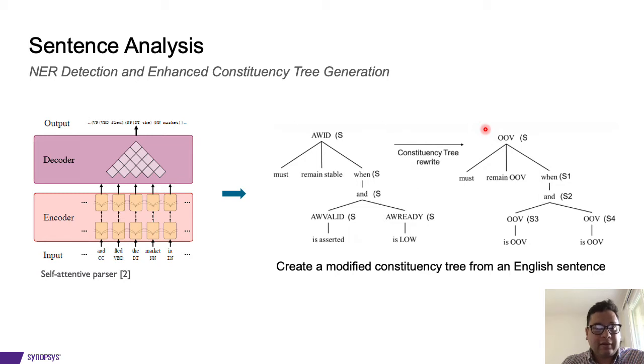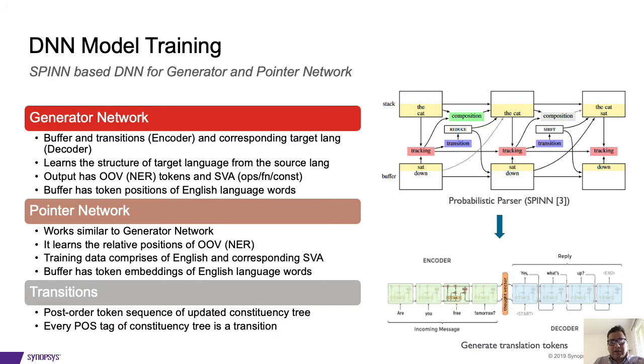And the second, we replace the sub-sentence markers, which are S, S, S here, if you see, with S1, S2, S3, and S4 to avoid any conflicts in the sub-sentence of a sentence within a sentence. Now let's discuss the deep neural network that we have trained to do the machine translation. It comprises a generator network and a pointer network.